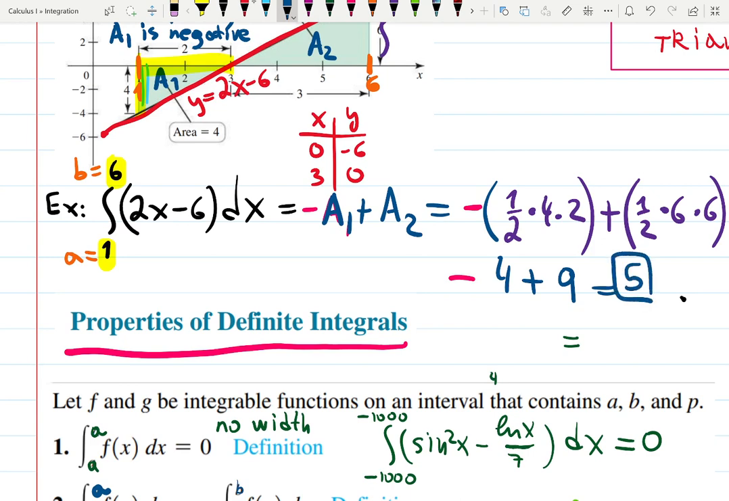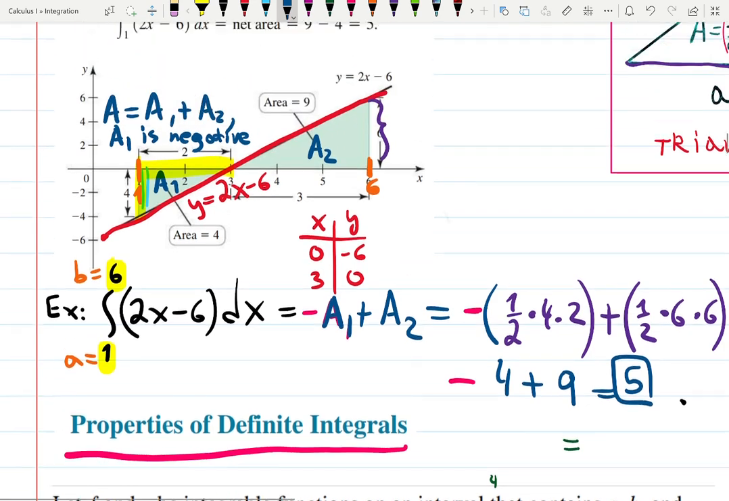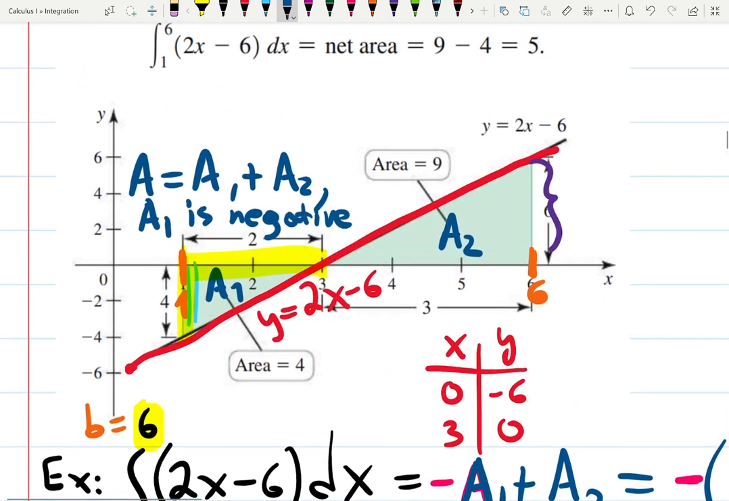The final answer has to be positive. Actually, no. The final answer tells you which area dominated. If the bigger area was above the x-axis, the positive hill is bigger, then the total area is positive. But if the pit or a canyon had a bigger area, then the total will be negative. So this number tells you some information. So does it make sense? What do you think? How interesting is that?